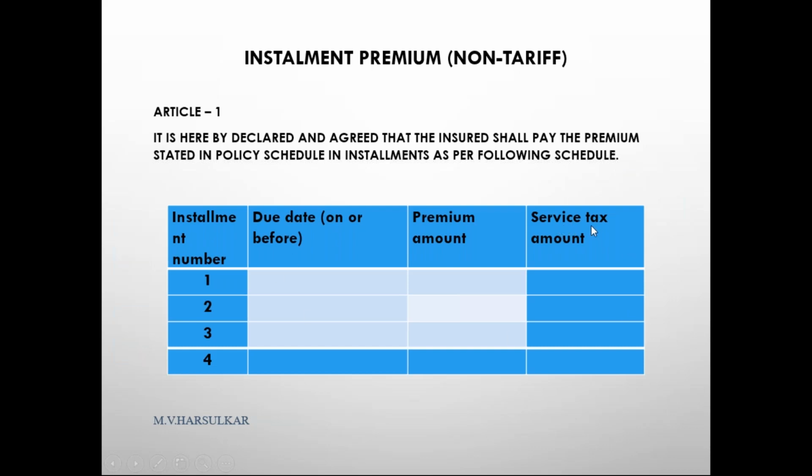Now here is an old wording, service tax. Now it will be GST. So installment number, due date on or before, premium amount and service tax. Like this 1, 2, 3, 4, depending on the number of installments, which will depend on the period of insurance.